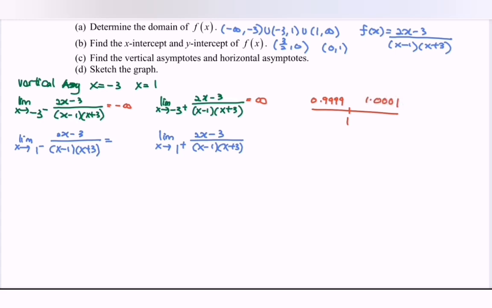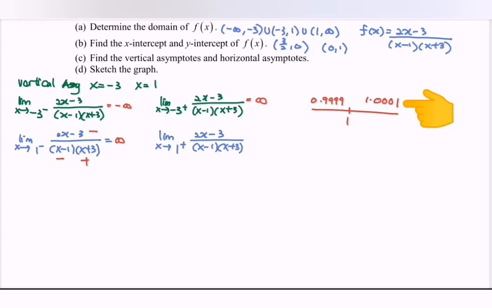If we substitute 0.9999, we will have the negative part. Continue, for this part, we will have negative as well. Then finally, we have a positive. So as x approaching 1 from the left, the graph will be increasing.